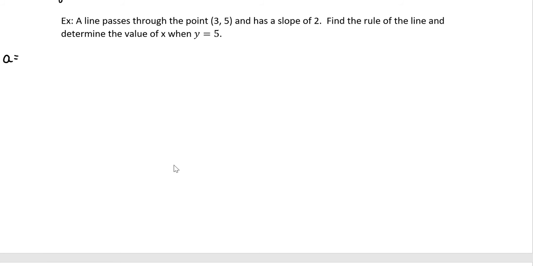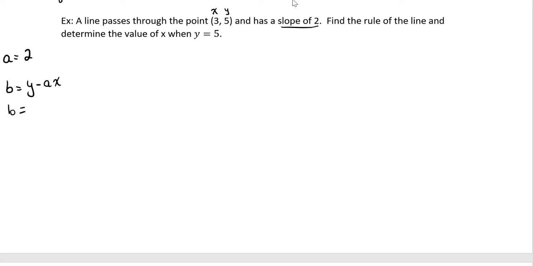We need to find a and b. A, remember, is the slope. So we don't have to do any calculations, which is great because we aren't given 2 points. We're told that the slope is 2, which means a has to equal 2. So we don't even have to do our y2 minus y1 over x2 minus x1 because we're told in the question what a is. So we know a, we still have to find b. And like always, b is y minus ax. So we do have a point, right?